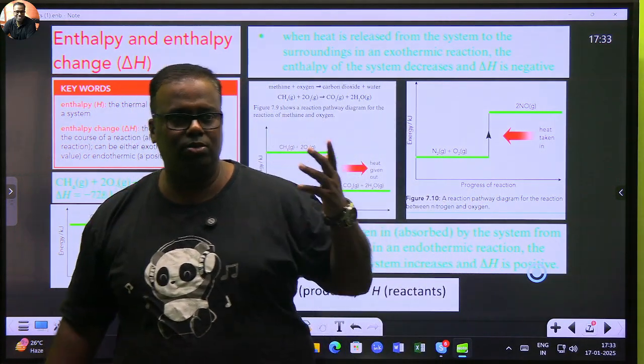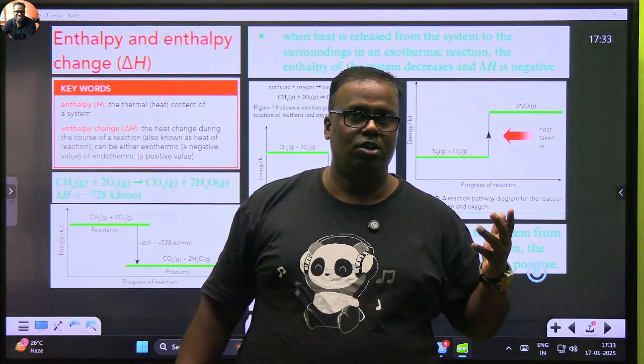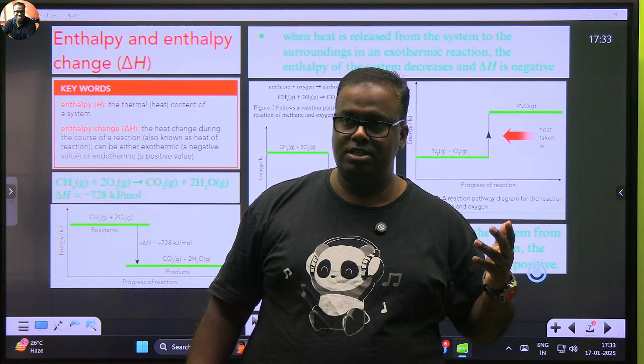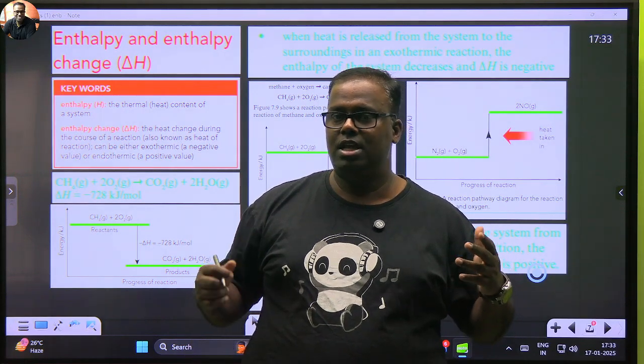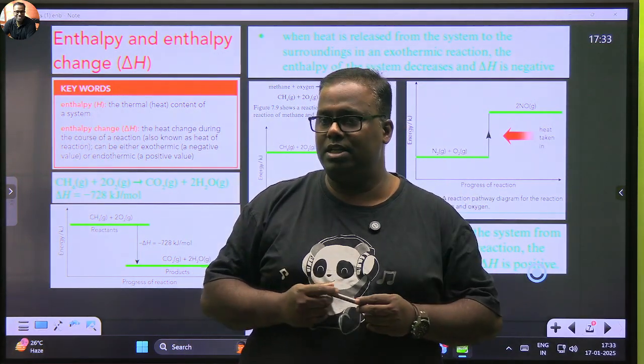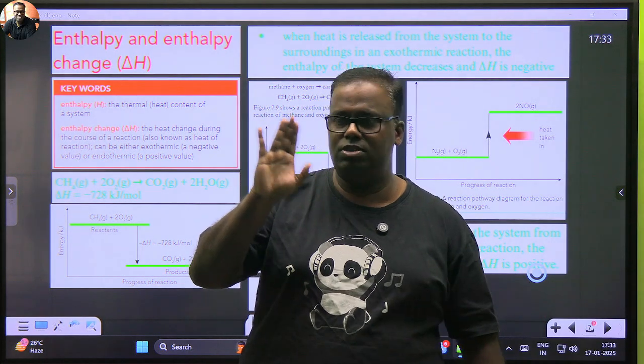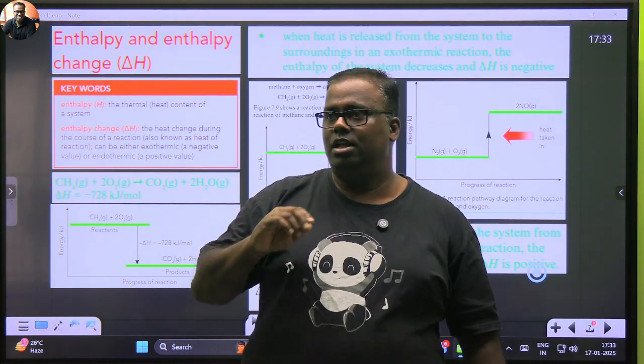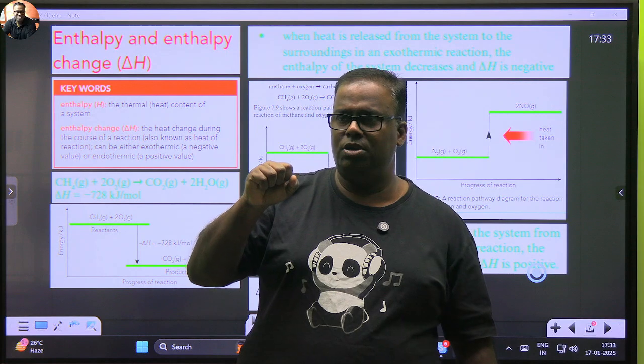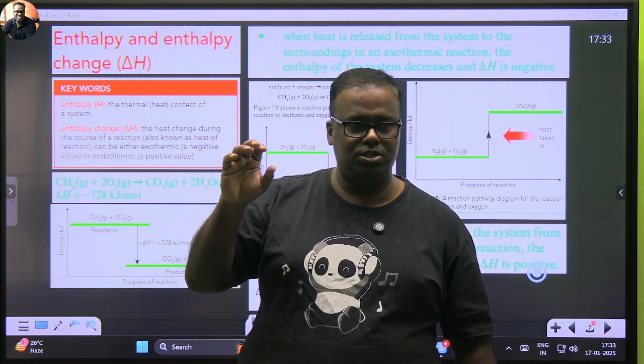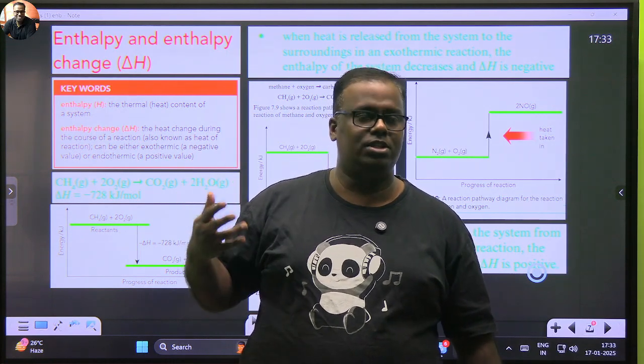Now let's go back to the kinetic theory of matter. What does the kinetic theory of matter tell us? It says that matter is composed of small particles, and these particles are always in continuous vibration, right? In the case of a solid, the vibration is absolutely minimal. In the case of a liquid, the vibration is more. In the case of gases, the vibration is maximum.